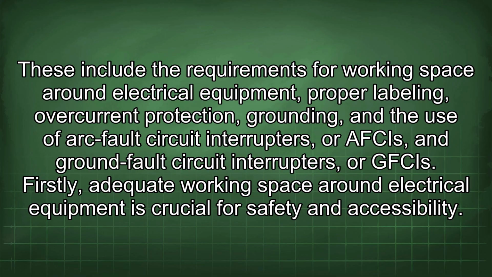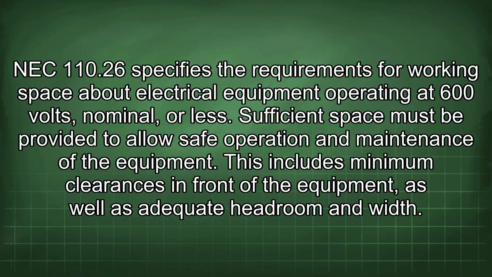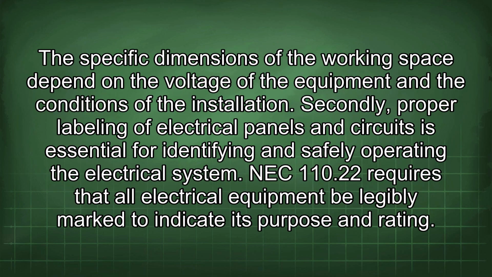Firstly, adequate working space around electrical equipment is crucial for safety and accessibility. NEC 210.25 specifies the requirements for working space about electrical equipment operating at 600 volts, nominal, or less. Sufficient space must be provided to allow safe operation and maintenance of the equipment. This includes minimum clearances in front of the equipment, as well as adequate headroom and width. The specific dimensions of the working space depend on the voltage of the equipment and the conditions of the installation.